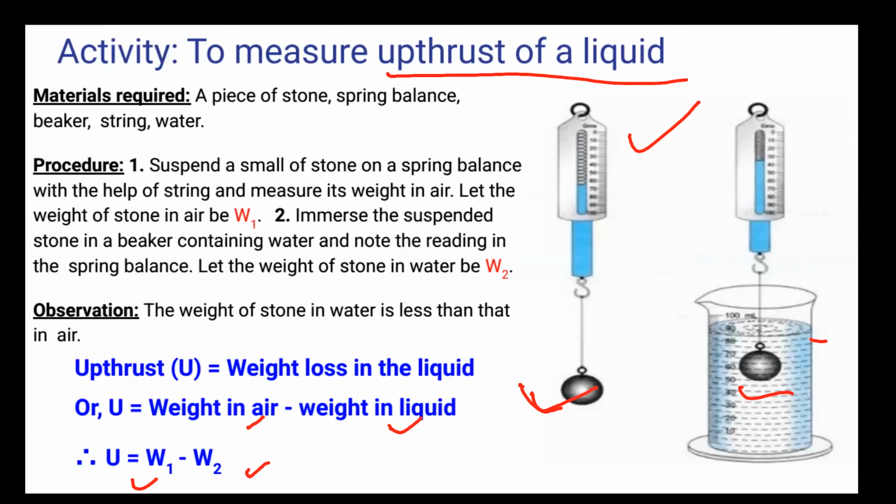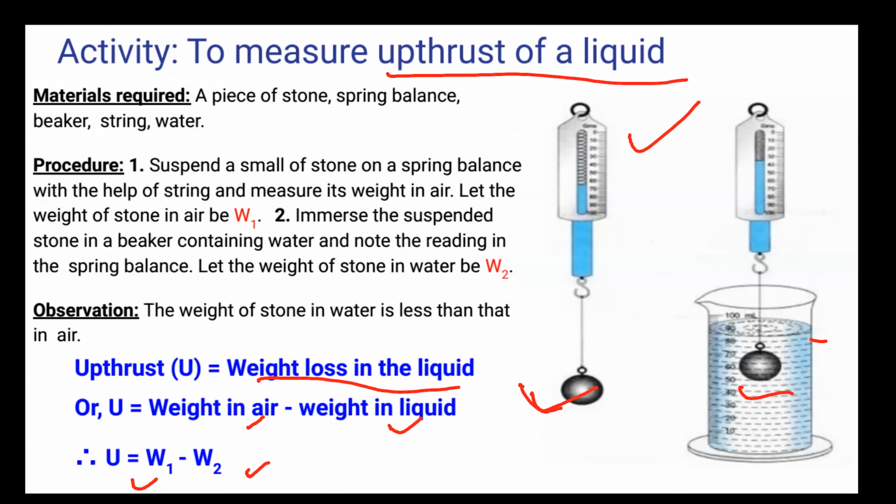And here, students, the concept is that how much weight a body loses when it is immersed inside the liquid, that weight lost by the body is always equal to the upthrust. That means W1 minus W2 is equal to upthrust. W1 minus W2 is the weight lost by a body in the liquid. Understood?